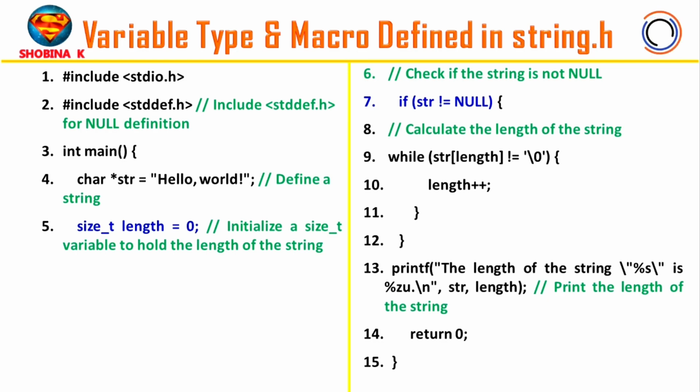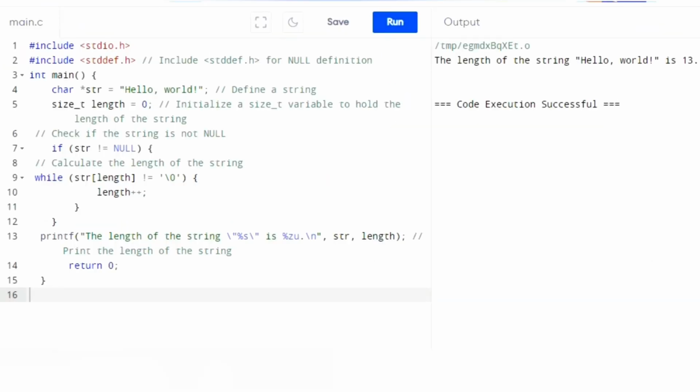The format specifier %zu is used to print the value of size_t variables. We provide the string str and its length as arguments to the printf statement to display them in the output. Finally, the return statement. We return 0 from the main function to indicate the successful execution of the program. And you can see the output. The length of the string "hello world" is 13.